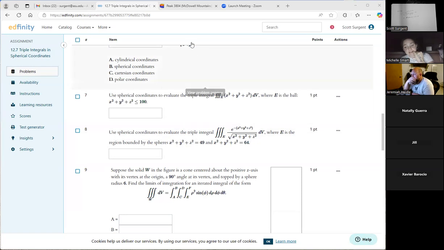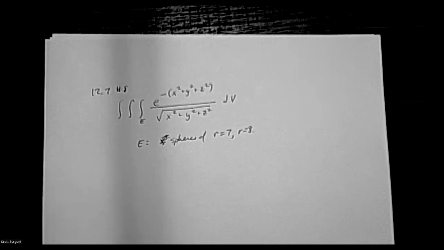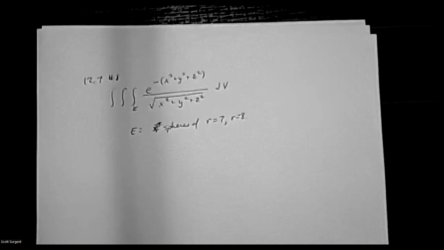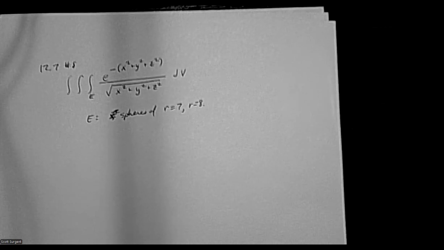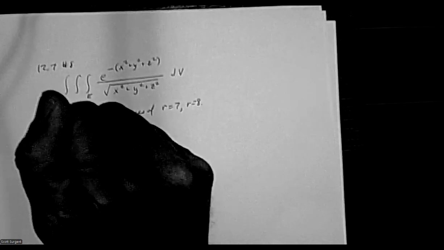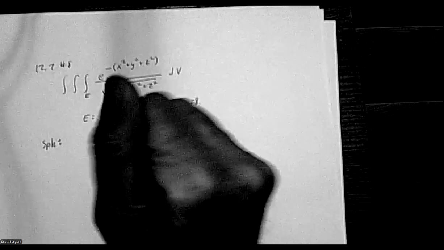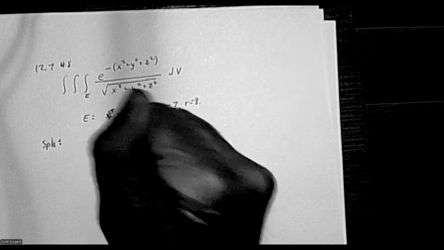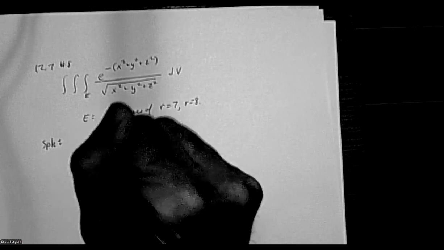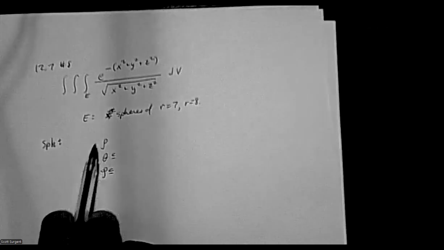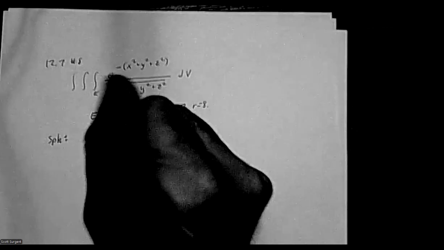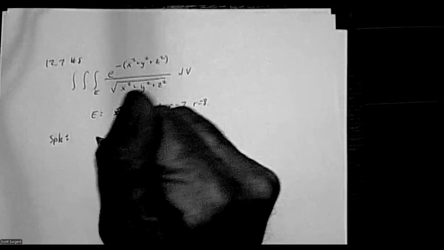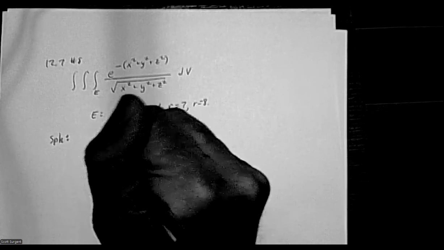And so I'm going to stop the share and go to my overhead. All right, let's see what's going on here. First of all, let's get the bounds figured out. We're doing this in spherical. So we've got three variables, rho, theta, and phi. This symbol, by the way, is a Greek letter rho. And the bounds for rho will be 7 to 8.